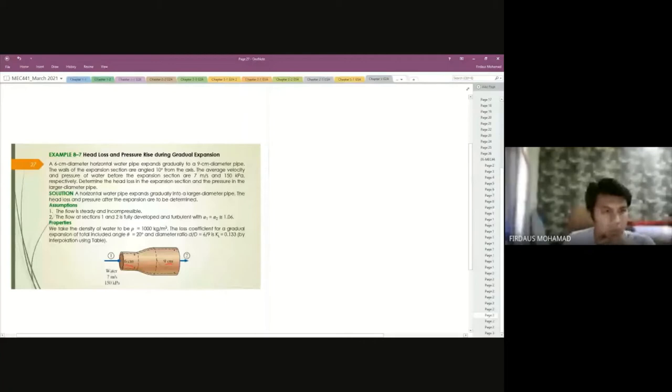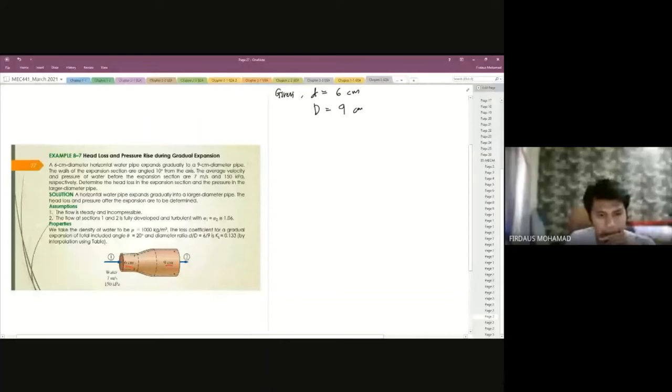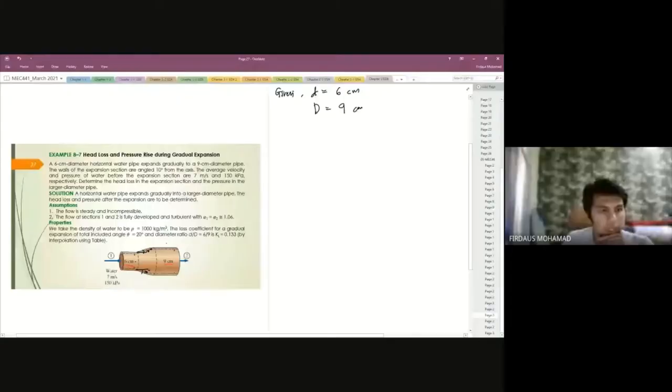Question: a 6 centimeter diameter horizontal water pipe expands gradually to a 9 centimeter. So here, given small d equal to 6 centimeter and large D equal to 9 centimeter, at an angle of 10 degrees from the axis. So this is 10 degrees, and this is also 10 degrees. The average velocity and pressure of water before the expansion section are 7 meter per second. So V1 is 7 meter per second, and P1 is 150 kilopascal. This is the parameter at section 1.